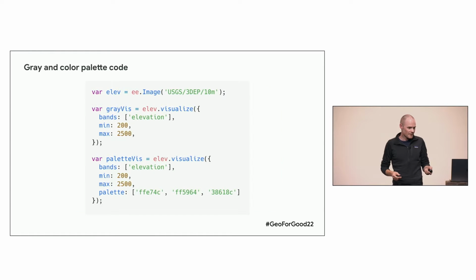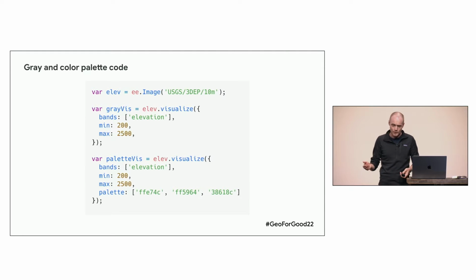And this is the code that is doing this. So I've loaded up my digital elevation model. I'm calling visualize on it with a set of parameters. The only difference here is in this top one, it's just the default grayscale. The bottom one, I'm providing the palette. These are just hex codes for colors.